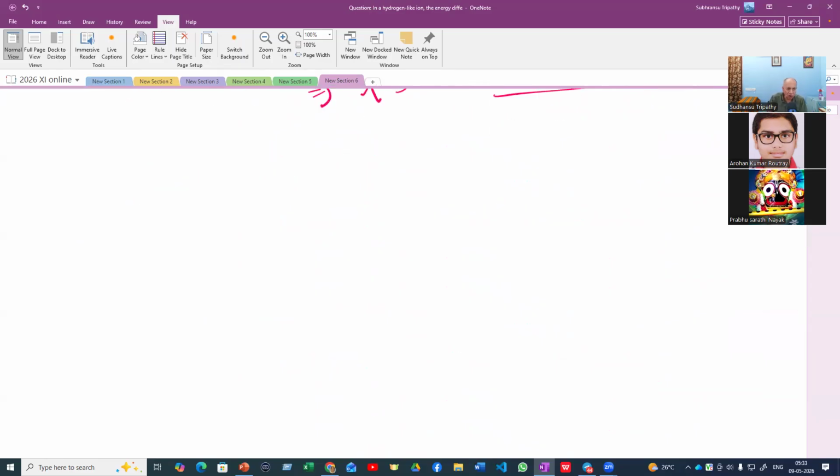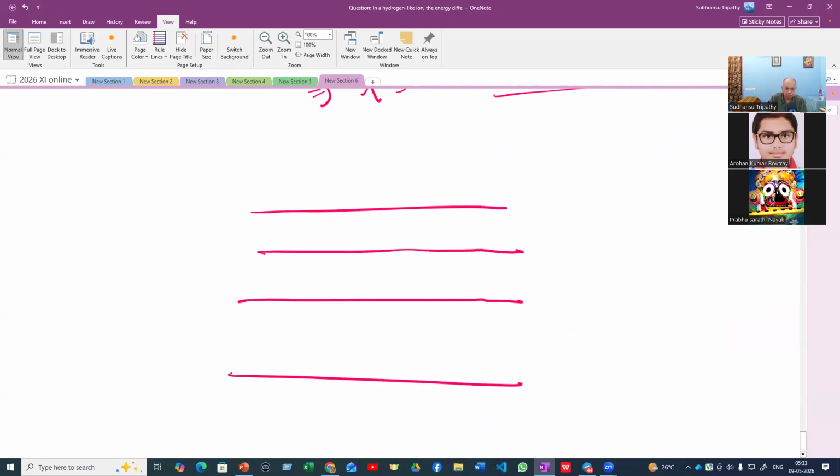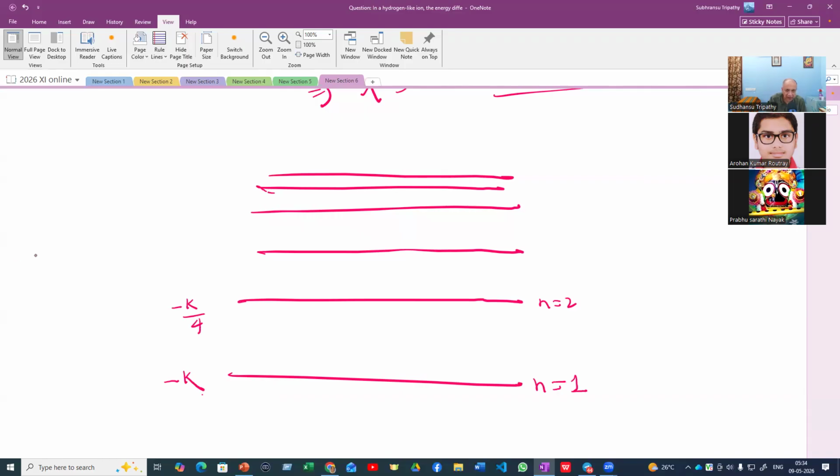Similarly, let me draw the energy profile so that you can understand. For hydrogen atom, the first n is equal to 1, the absolute energy is minus k. And if n is equal to 2, this is the energy profile. It is minus k by 4. N is equal to 3, the absolute energy is minus k by 9. N is equal to 4, it is minus k by 16. N is equal to 5, minus k by 25. N is equal to 6, minus k by 36, and so on.